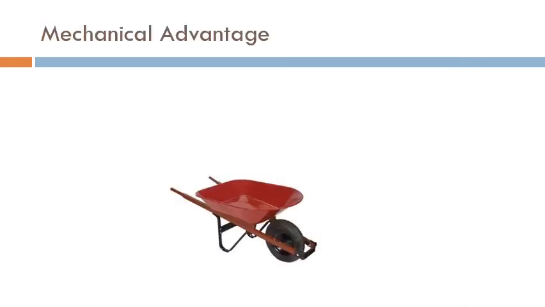Okay, so I said we use levers to determine mechanical advantage. And mechanical advantage is pretty simple to determine. You just take the length of the force arm, you divide it by the length of the resistance arm, and that tells you whether you have a mechanical advantage.